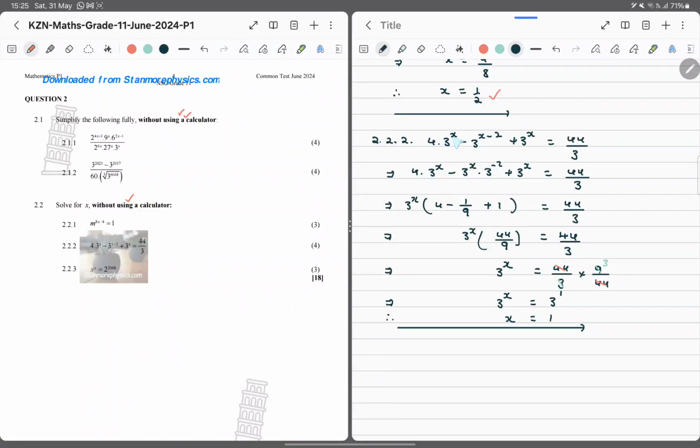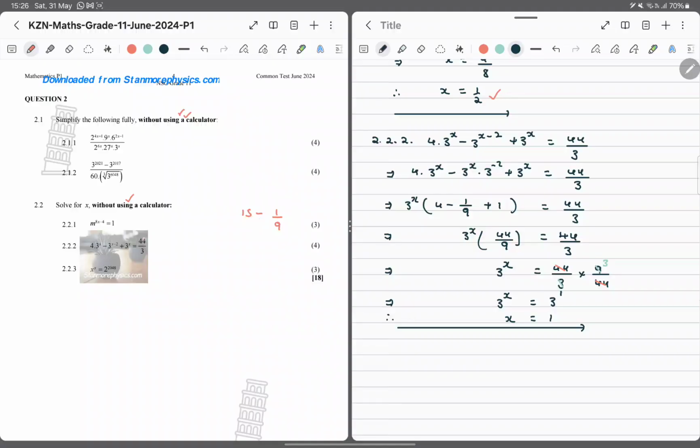Okay, let's replace it. So this is 1, that's 12. 1 minus 2 is minus 1, so this is 1 over 9. And here we're going to have 3. So 12 plus 3, that's 15. Then we've got 15 minus 1 over 9. So what we're going to have is 9 times 15, 9 times 15, 135 minus 1 is 134 divided by 9.